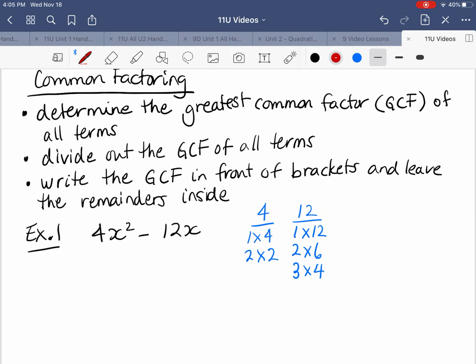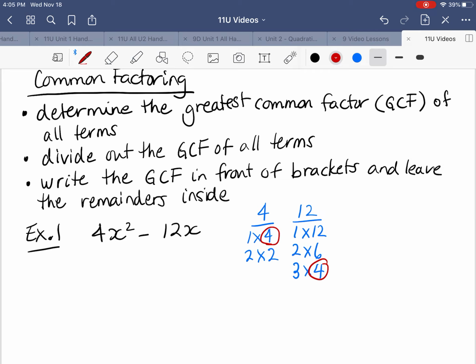I then look at all of my factors, because that's what I have right in front of me. These are all factors, and I find the largest that is common between the two. In this case, it is the 4. So if we're just looking at the coefficient part of the terms, 4 is the greatest common factor.